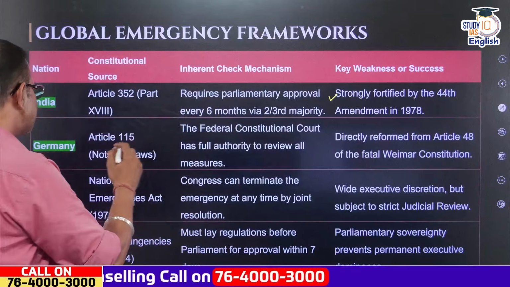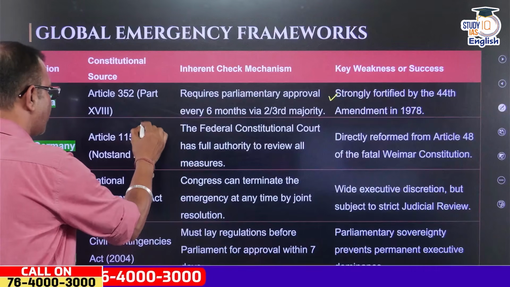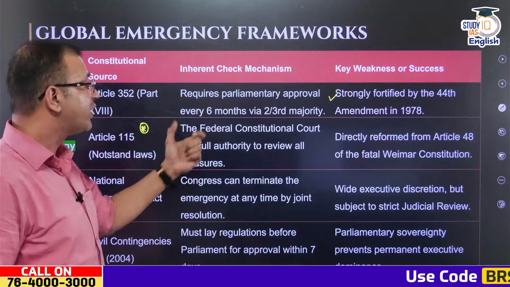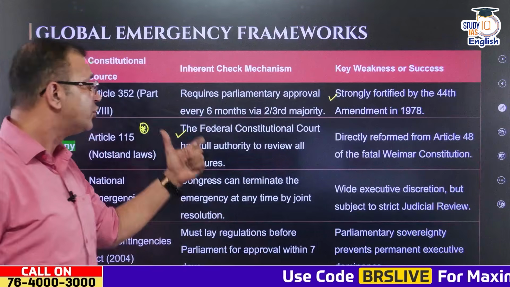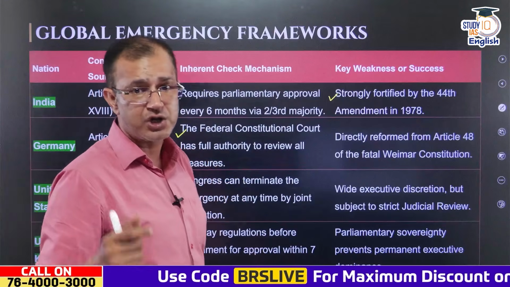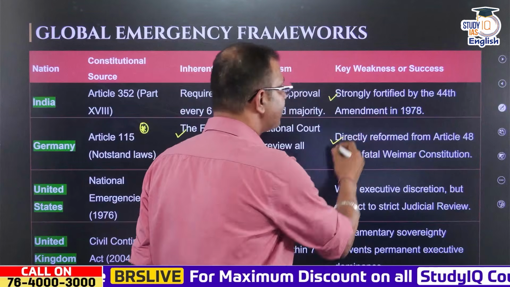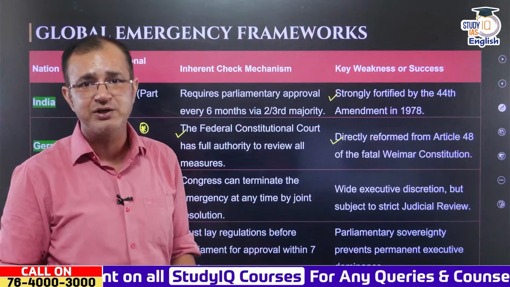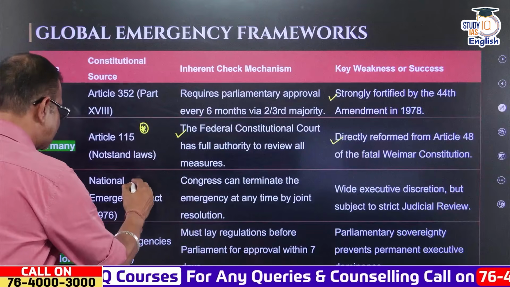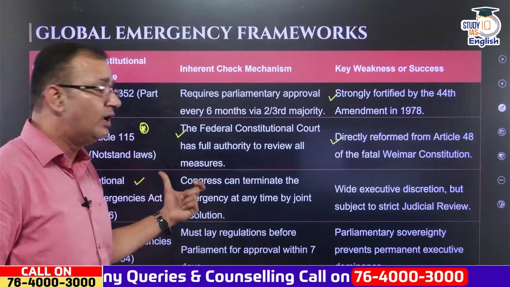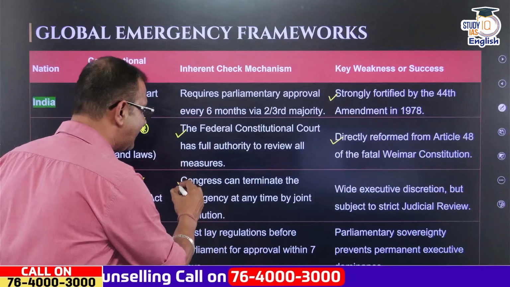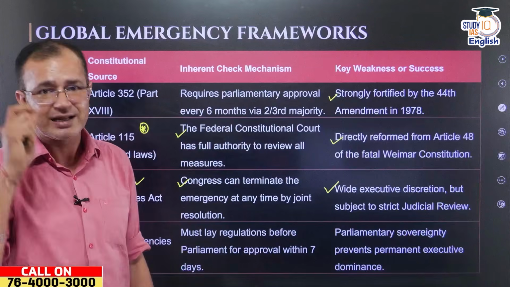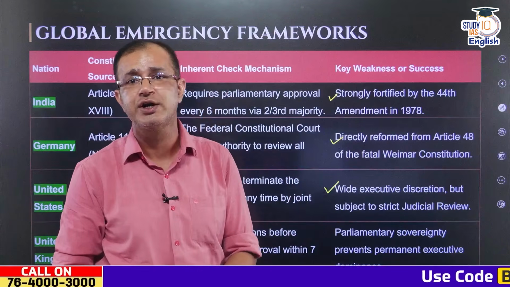Now, when it comes to the emergency provisions, we have taken them from Germany's Weimar Constitution, and there is Article 115 in the German Basic Law, where the Federal Constitutional Court has the full authority to review all the measures which have been taken in Germany. Also, it was directly derived from Article 48 of the Weimar Constitution, through which we took the provision of emergency. Now, in the United States, there is the National Emergencies Act of 1976, where the Congress can terminate the emergency at any time by a joint resolution, and there is wide executive discretion in the USA. But at the same time, it is subjected to strict judicial review also.